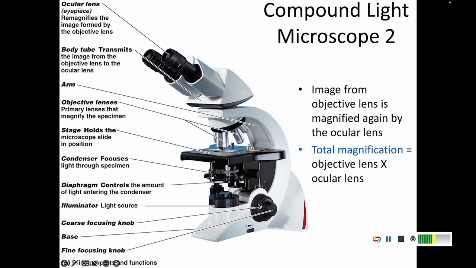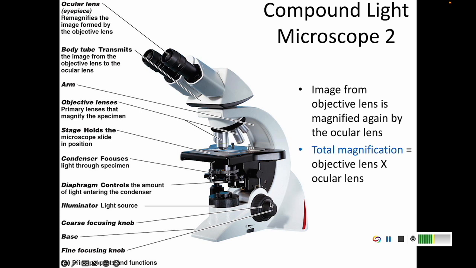These are your focusing knobs, a coarse focusing knob and a fine focusing knob. So the coarse focusing knob is what you'll use initially with your 4X objective lens. It moves the stage very quickly. So it's just to initially get your slide in focus. After you've focused it on the 4X, the only knob you use is your fine focusing knob.